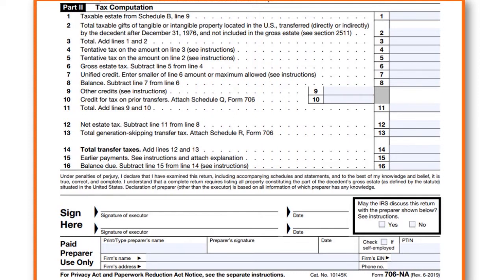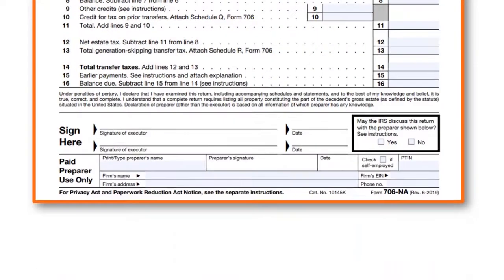Of course, I'm speaking to you, the executor or the administrator of the estate of the non-resident descendant. And if there is a paid preparer, put that information there as well. The IRS can contact the paid preparer, not a problem.